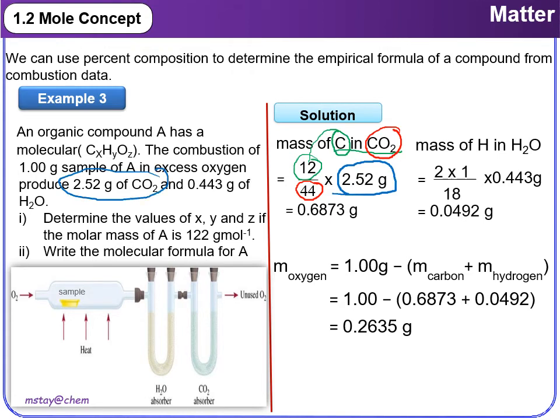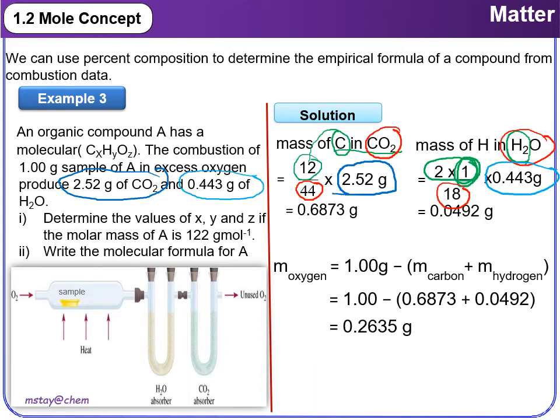Okay. Next, we are going to look at the mass of hydrogen. So for the mass of hydrogen, we will use 2 multiplied with 1. Why 2? Because there are 2 hydrogen atoms in the water molecule. And then 1 is the atomic mass of hydrogen. Then we divide by 18, because of the molar mass of water, and multiply with 0.443 gram, which is the mass of water produced.